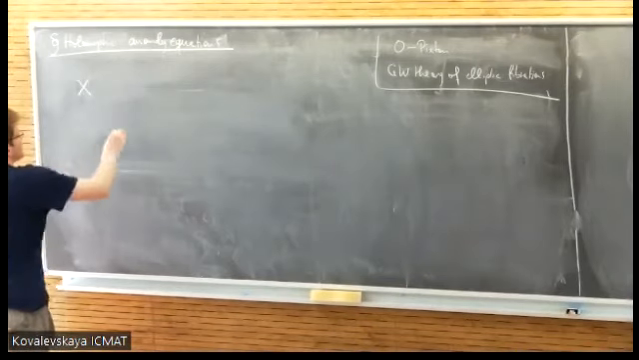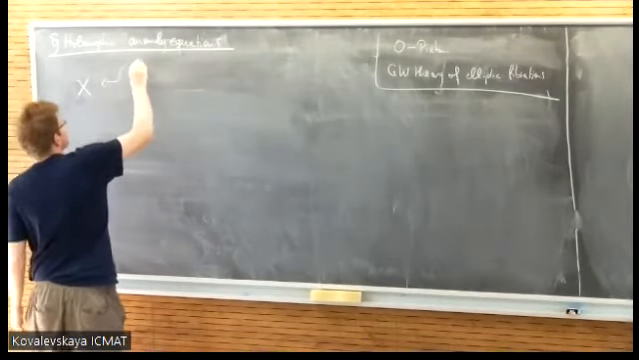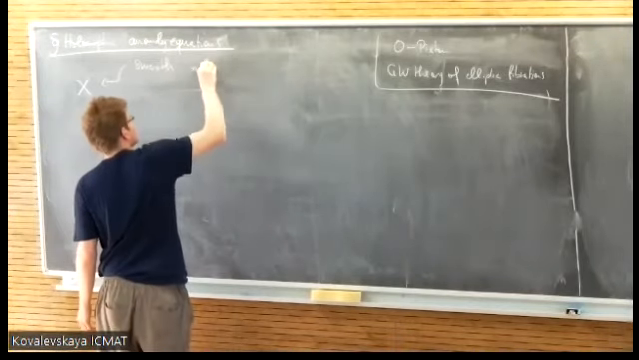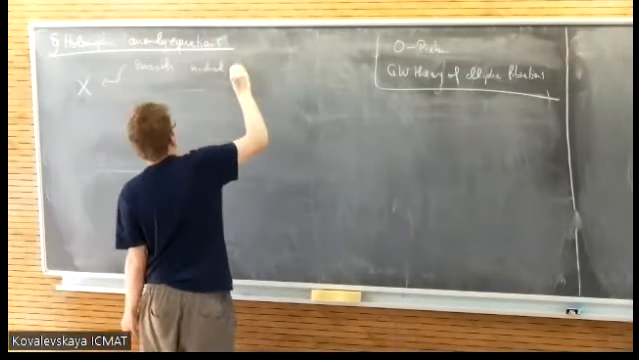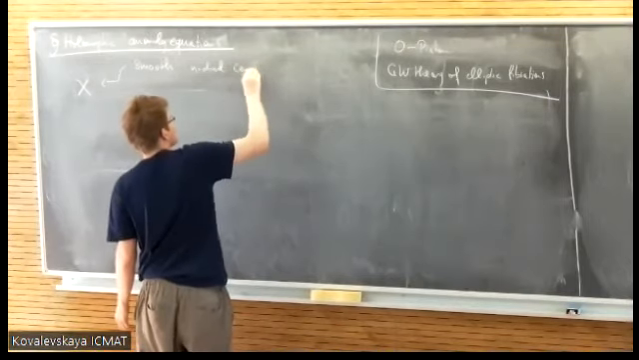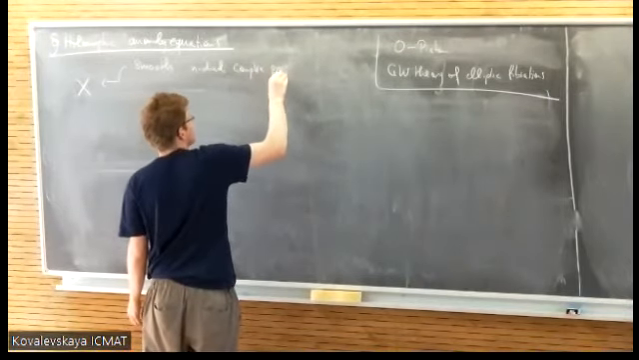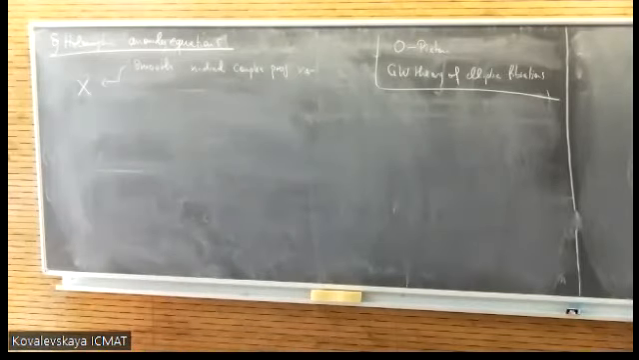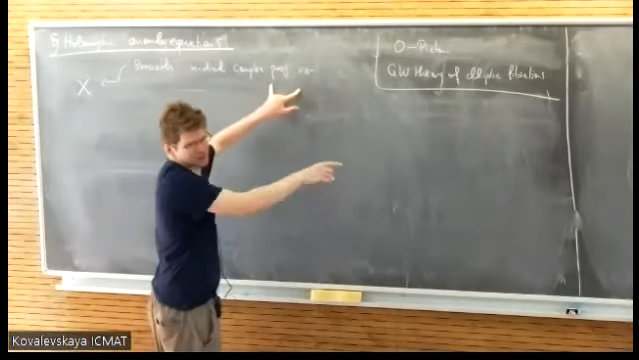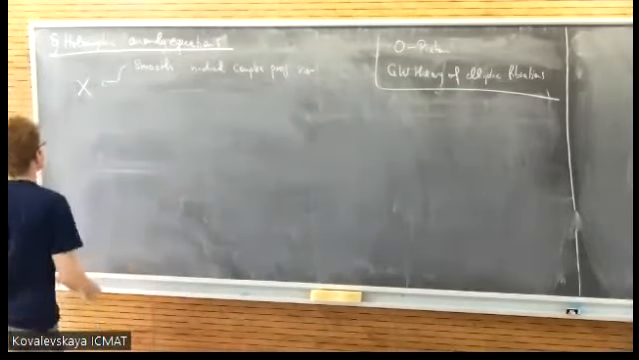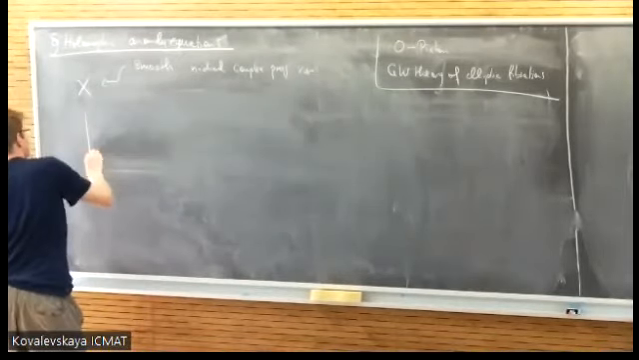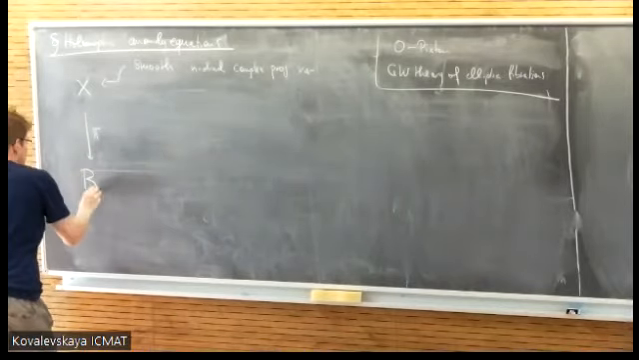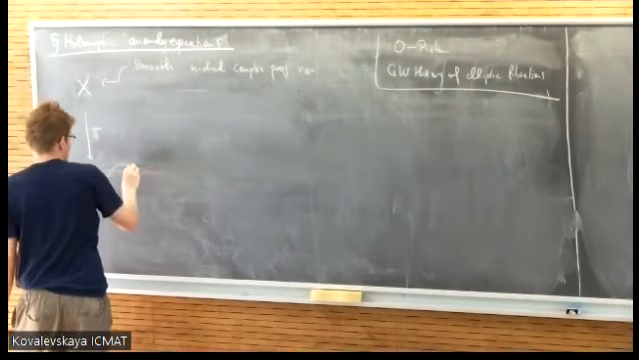So X will be a smooth n-dimensional complex variety, complex projective variety. You can think about this also as a compact manifold that is embedded in some projective space. And we'll say it has a fibration, so pi, a fibration to V. So this will be n-1 dimensional.